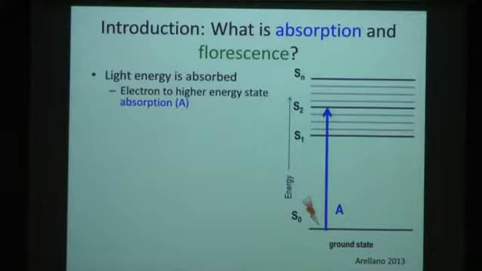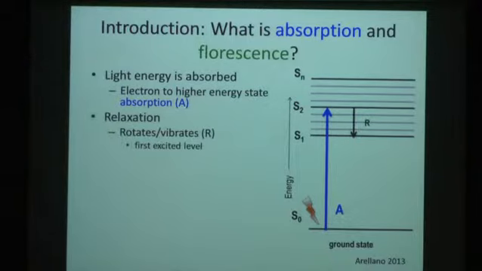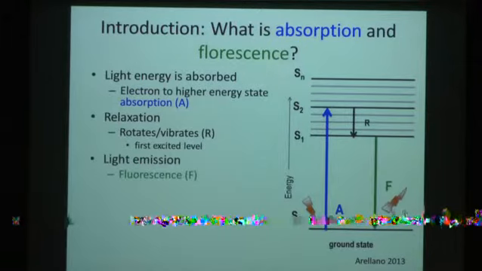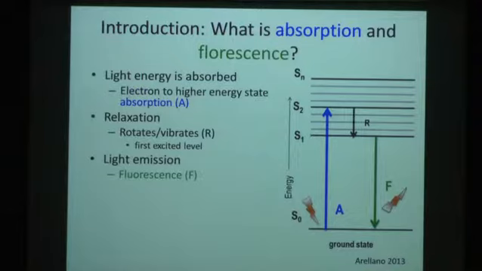So the process of absorption is when a molecule absorbs energy, and in this case goes to a higher energetic state. And what happens after that is usually relaxation to a lower energetic state. And when the molecule comes from the first excited state back down to the ground state, it's called fluorescence. So the molecule absorbs a quantum of light, it relaxes a little bit, then it releases a quantum of light at a longer wavelength at a lower energy. And that's what the process of fluorescence is all about.